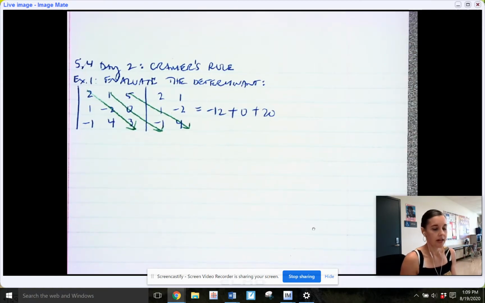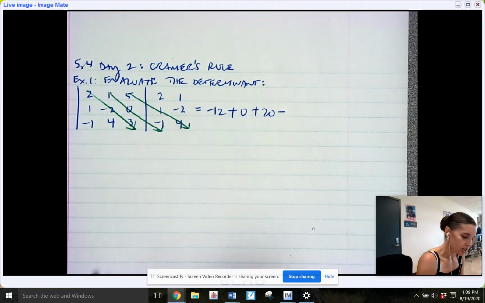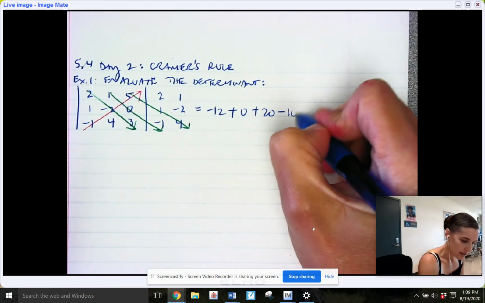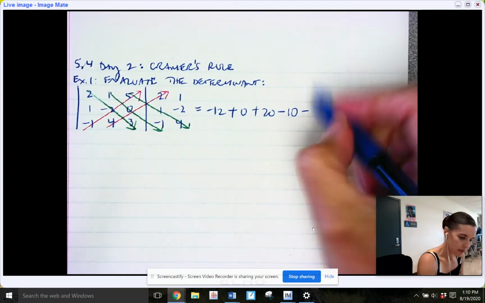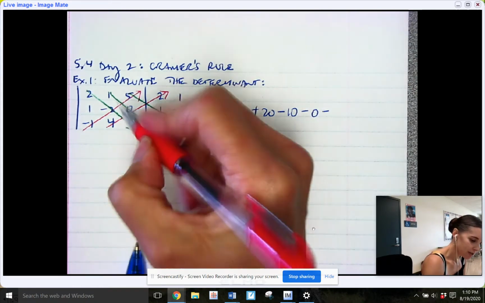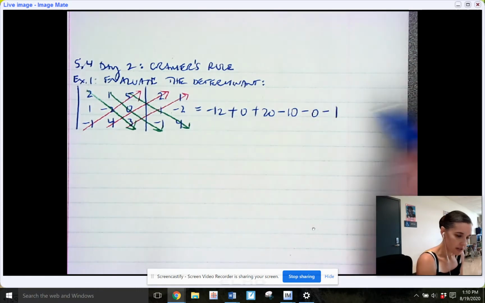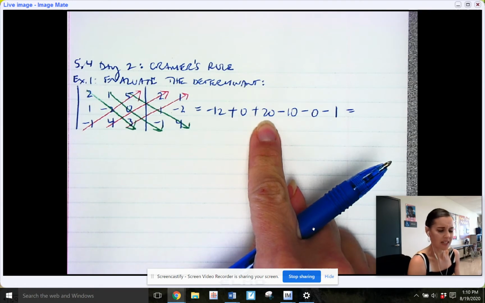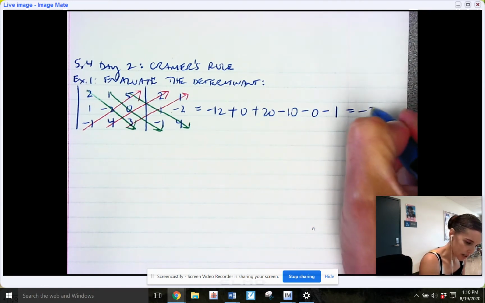Now I'm going to go backwards. When I go backwards, I put a minus. In the other direction, a negative 1 times a negative 2 times a 5 is a 10. I put minus 4 times 0 times 2 is 0. And then I put minus 3 times 1 times 1 is 1. So now add all those together. Negative 12 and 20 is 8. 8 minus 10 is negative 2. Negative 2 and negative 1 is negative 3.